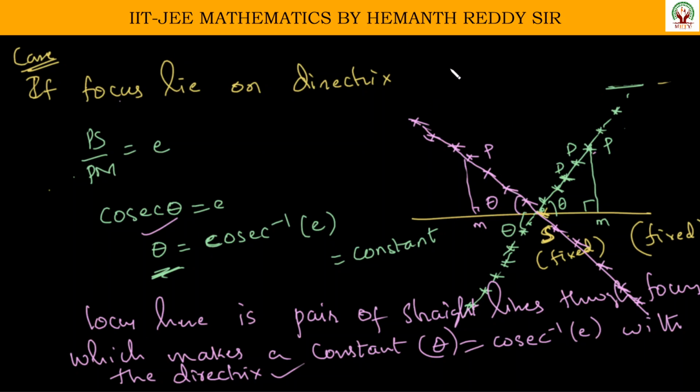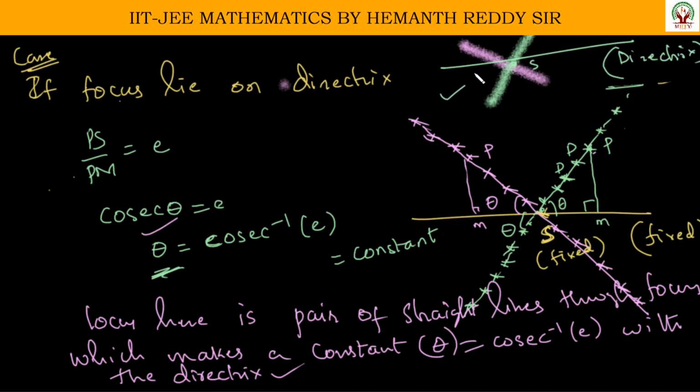So this line and this line will be the locus. Obviously in such a case, this is the focus and this is the directrix. So this will be the locus in this case. This is a degenerate conic, basically a pair of straight lines here.